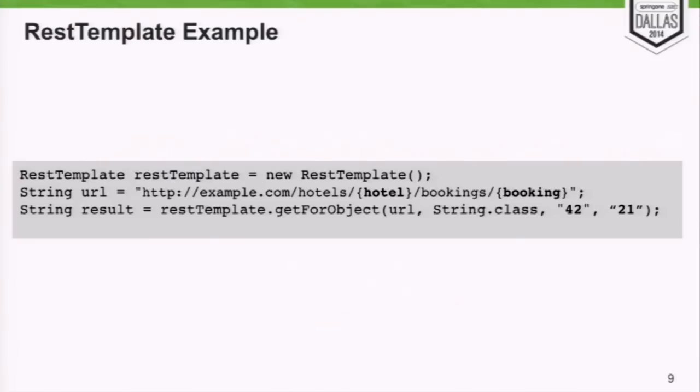And here's an extremely simple example. And really, this isn't that exciting because we're just getting a string back. But basically, you can pass in a URL template, and some values, the 42 and 21, would get mapped over to the hotel and the booking parameters in that URL. And this get for object method is going to return a string. It's going to do what we call message conversion, and I'm going to get to that a little later, but it's using the string HTTP message converter to convert the response coming back from the server, in this case, and put that into a string result.